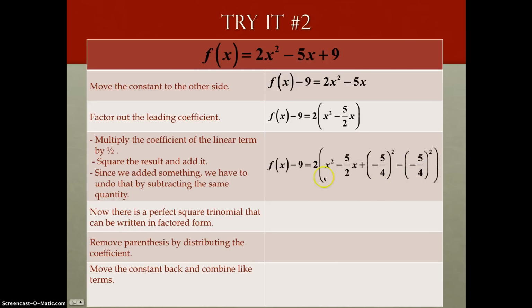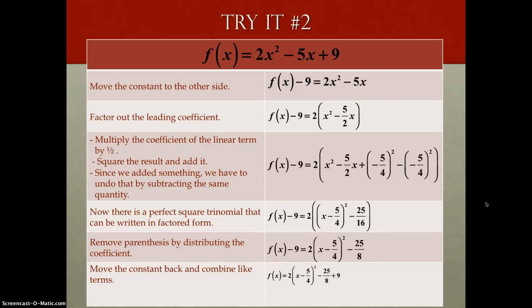So now we have a perfect square trinomial because we took half of the middle term and squared it and made that the constant. So we can write it in factored form as (x - 5/4) squared. And (-5/4) squared is 25 sixteenths. Remove parentheses by distributing the 2. Again, you should have realized hopefully 2 over 16 is 1 over 8, so that is an easy computation. And then we have to add 9 to both sides and add those fractions together. And we get 47/8. This time a positive because 9 is greater than 25/8.